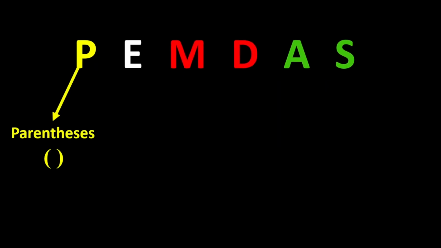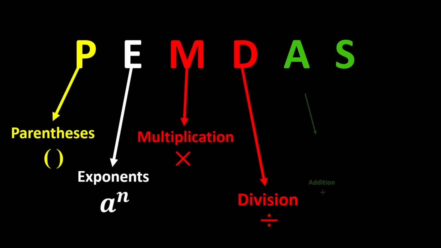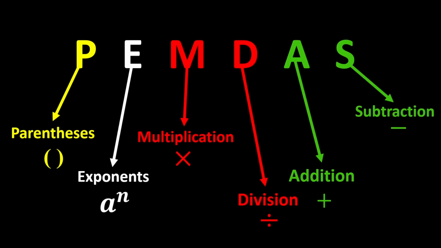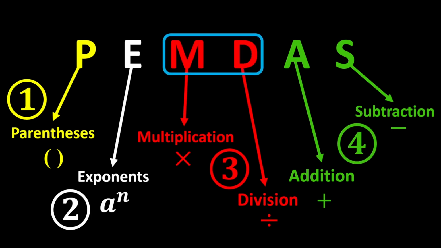In PEMDAS, P stands for parentheses, E stands for exponents, M stands for multiplication, D stands for division, A stands for addition, and S stands for subtraction. According to PEMDAS, in every mathematical expression, we first solve the parentheses, then the exponents, then multiplication and division, and finally addition and subtraction. Keep in mind that multiplication and division have equal priority.